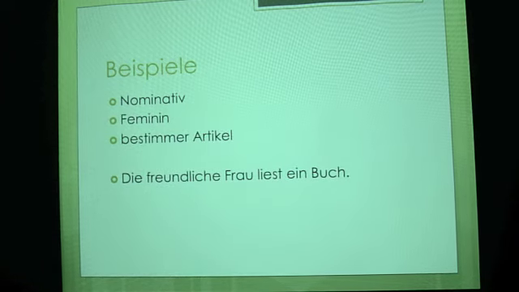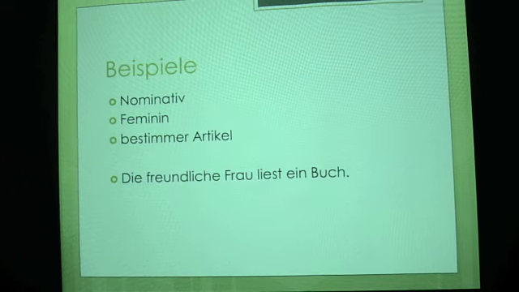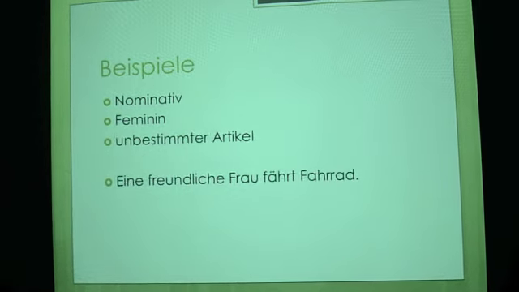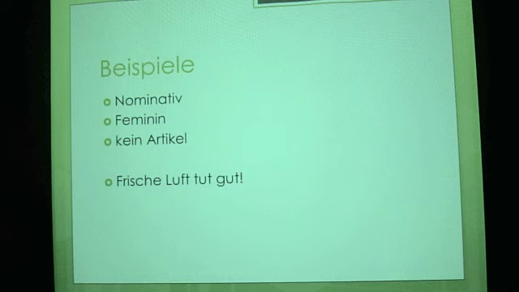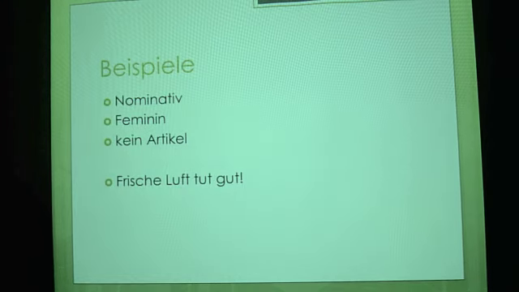Moving on to feminine in nominative. With a definite article die, you would simply have the weak ending. Die freundliche Frau liest ein Buch. Same holds for the indefinite article. It takes the weak e ending. Eine freundliche Frau fährt Fahrrad. Without an article, frische Luft tut gut.